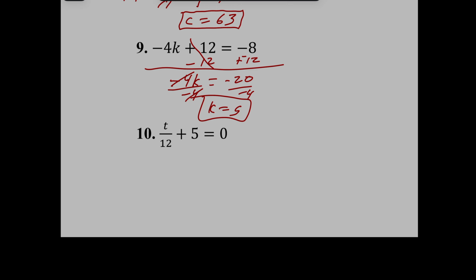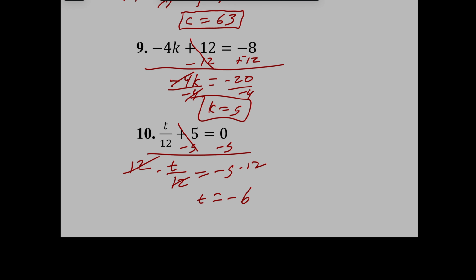Okay, now on this one right here, I'm going to subtract 5 from both sides. Boom, die. All we're doing is we're rearranging the furniture. We're just moving things over to the other side. Now I'm going to multiply by 12. Ooh, how are your 12 multiplication tables? T equals a negative 60. Boom, boom, boom, boom. Okay.